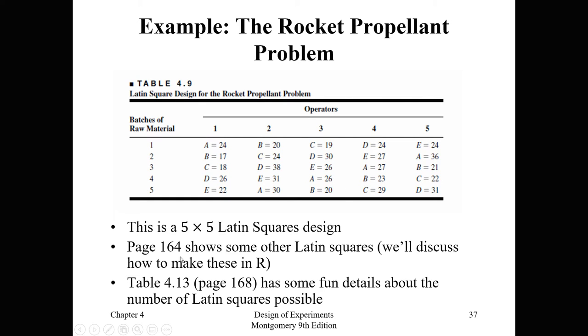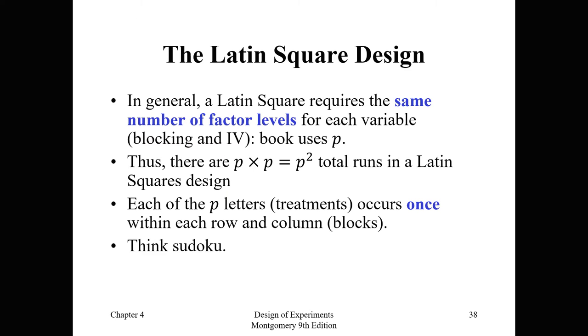Page 164 in your book shows some other Latin squares. In fact, your textbook talks about some fun details. It looks like on page 168 there's some cool details about the number of Latin squares possible. How many Latin squares can you make? We'll discuss that either later in this video or in the next video, depending on what we have time for. But check out that table in your textbook. I think it had some really fascinating statistics, at least for me, on the nature of Latin squares and how many we have. I found that information to be surprising the first time I was able to see that.